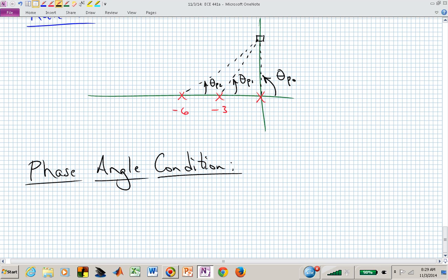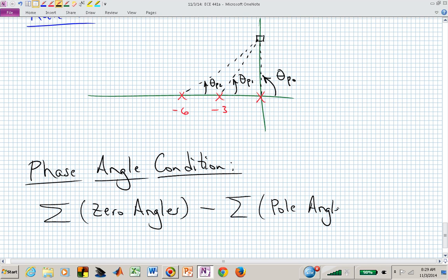The phase angle condition then says that I have the sum of the zero angles, those are in the numerator, those are going to be all positive numbers, minus the sum of these pole angles. I'm subtracting all of these angles contributed by the poles. Those have to equal minus 180 degrees.